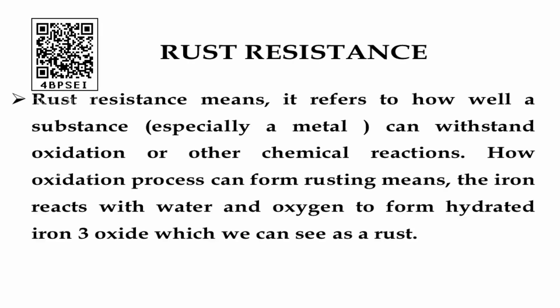Listen children, rust resistance refers to how well a substance, especially a metal, can withstand oxidation or some other chemical reactions. How can the oxidation process form rust? It can be explained as: the iron, it can be any metal, when it reacts with water and oxygen, forms hydrated iron 3 oxide, which we can see as rust.